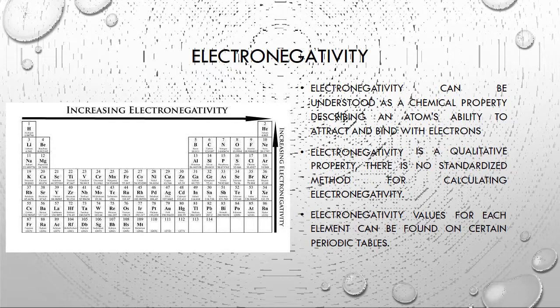Electronegativity. It can be understood as a chemical property describing an atom's ability to attract and bind with electrons. Electronegativity is a qualitative property. There is no standard method for calculating electronegativity. Electronegativity values for each element can be found on certain periodic tables.